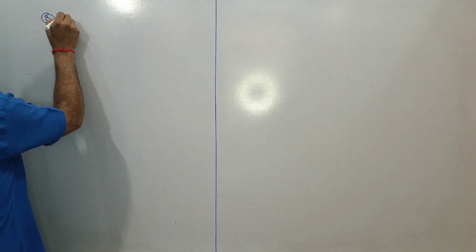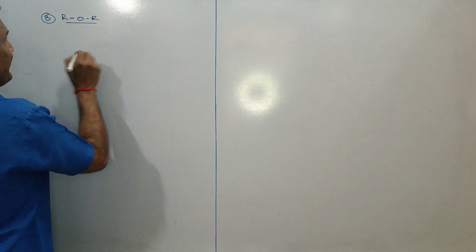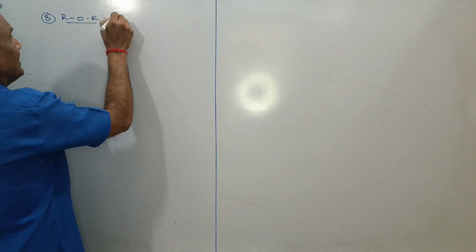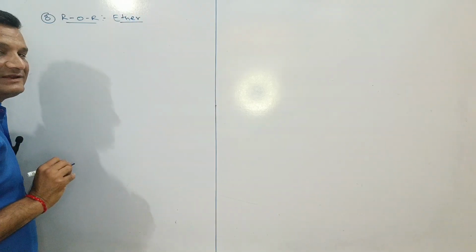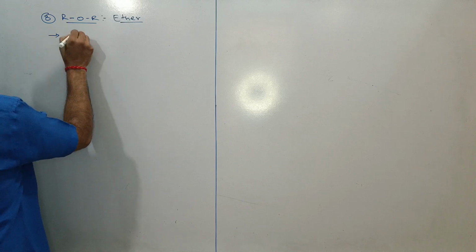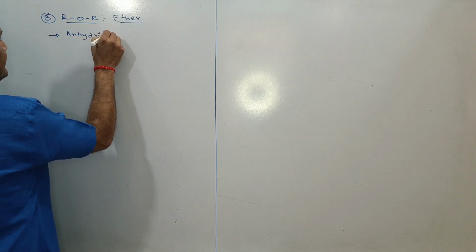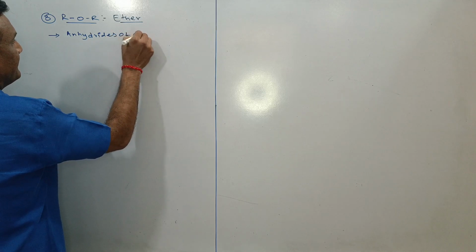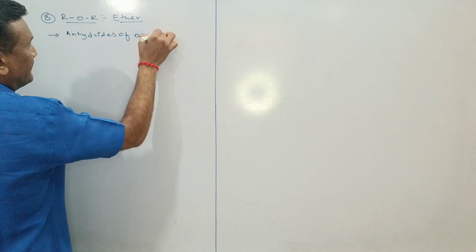The 8th functional group is your ROR. If I go with the ROR, then this is called an ether. This is called an ether. Ethers are also known as anhydrides of alcohol. Anhydrides of alcohol.